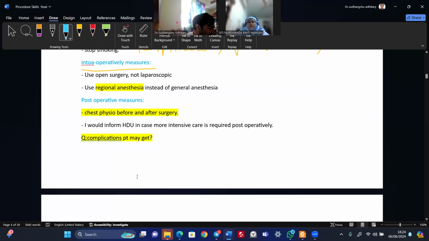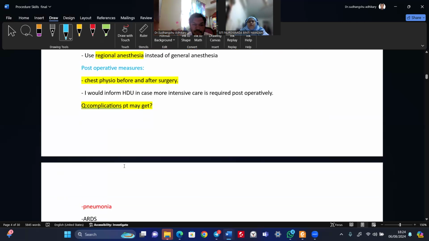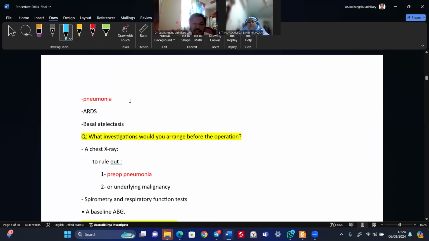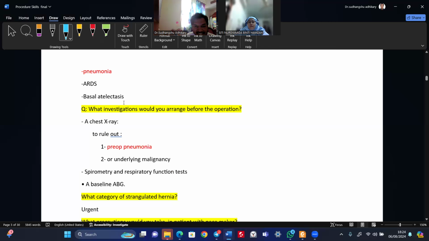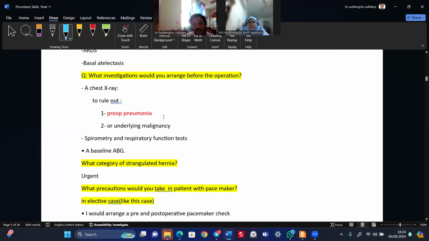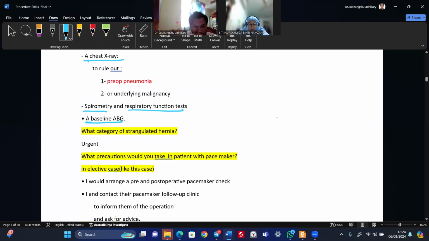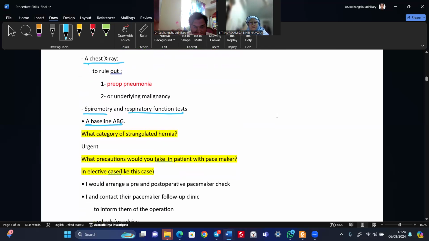Can add adequate pain management and chest physio as well post-operatively. Complications of the patient: may get pneumonia, ARDS, basal atelectasis. What investigation will you arrange before the operation? Chest X-ray, spirometry and lung function test, baseline blood gas. Yes, chest X-ray, spirometry and respiratory function test, and ABG.